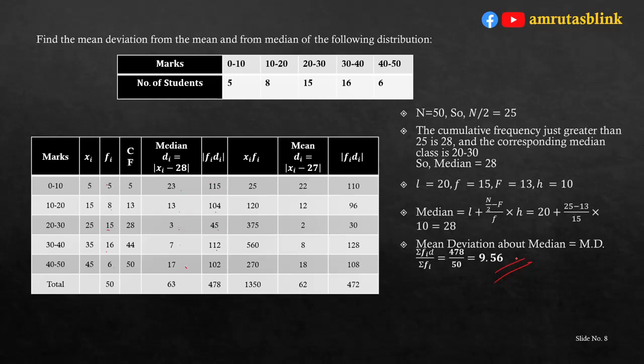Now we also need to calculate mean deviation about the mean. So in order to calculate the mean of the given data, in the next column we will find the product xi fi, because we know that the formula of mean is summation xi fi upon summation fi. So 5 into 5 is 25, 15 into 8 is 120, 25 into 15 is equal to 375, 35 into 16 is equal to 560, 45 into 6 is 270. Then summation of these values of xi fi is 1350. Hence mean of the given data is summation xi fi upon summation fi.